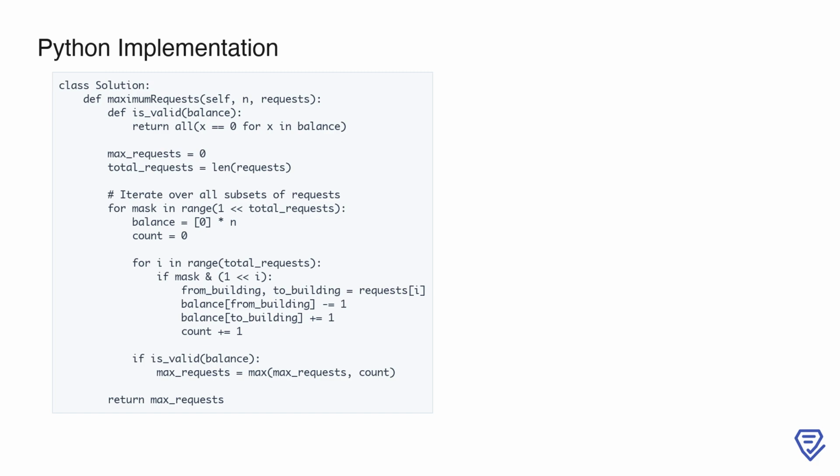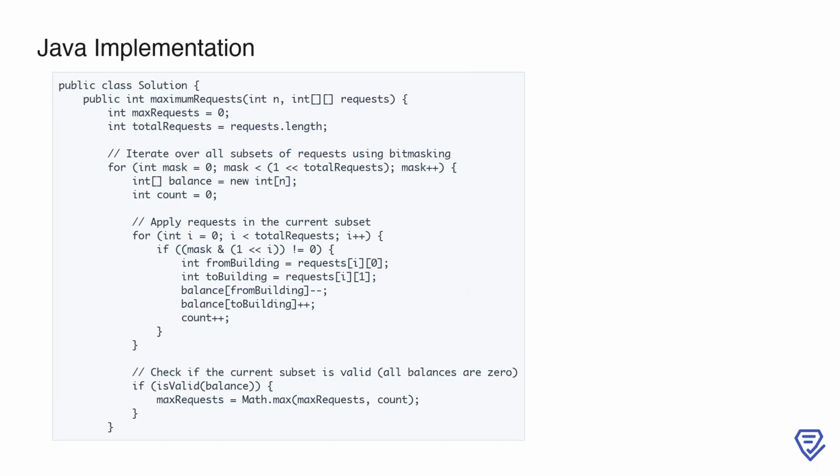The algorithm has a time complexity of 2^m * n, where m is the number of requests and n is the number of buildings. While this approach is not optimal for large inputs, it is sufficient for the problem constraints and ensures correctness by exhaustively exploring all possibilities. Here, we start with the Java implementation of the solution.